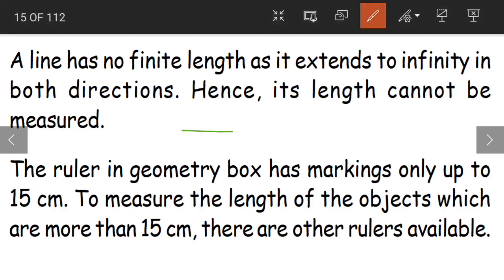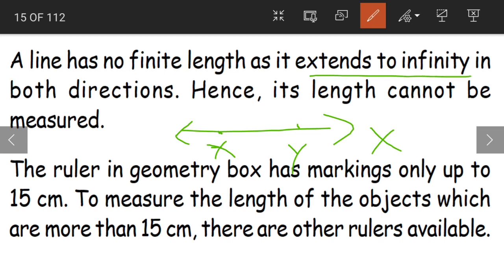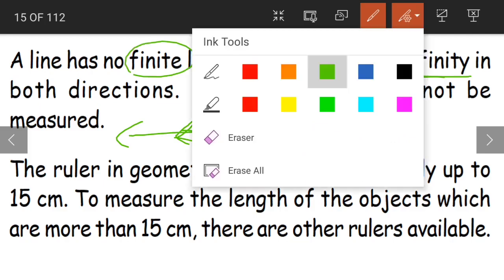Now what if I have a line xy? How can I measure the length of a line? It is not possible for us to measure the length of the line. Why? Because it extends to infinity in both the directions. It can be extended on both the ways. So it does not have a fixed length. Finite means fixed. It does not have a length that can be measured or counted.